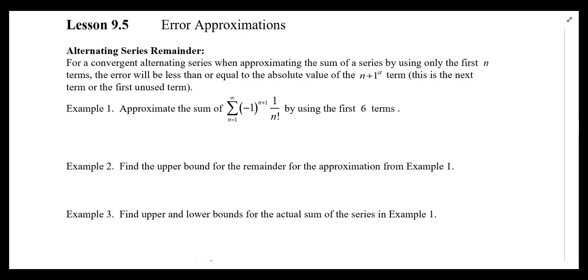One of the first things I want to take a look at is something called the alternating series remainder. Remember we looked at convergent alternating series in the last lesson, and we're trying to approximate them using the sum, but only using, let's say, the first n terms. So a whole bunch of terms, not all of them. The alternating series remainder says that if you're using n terms, then the error that you create, once again the difference between the actual sum and your approximation, will be less than or equal to the absolute value of the next term.